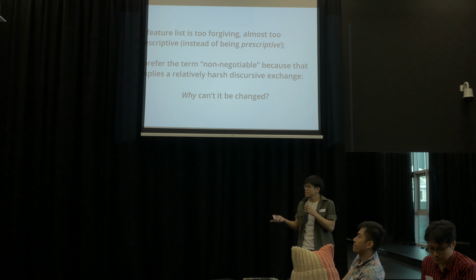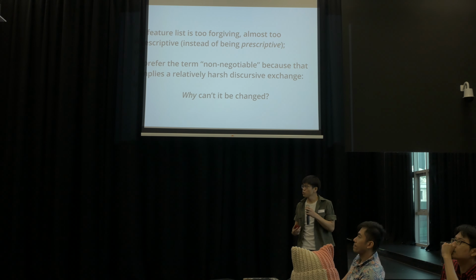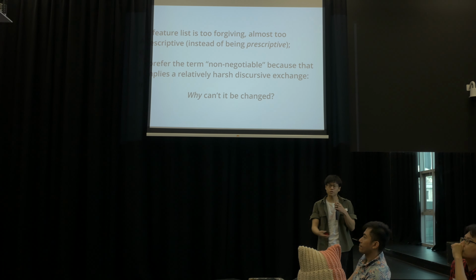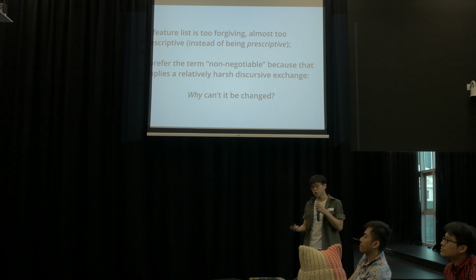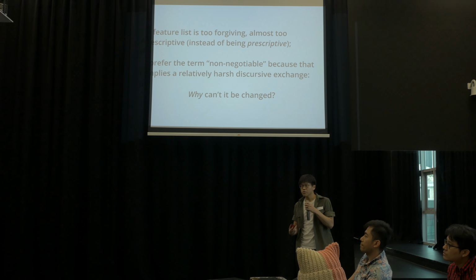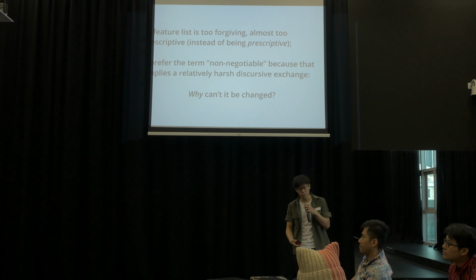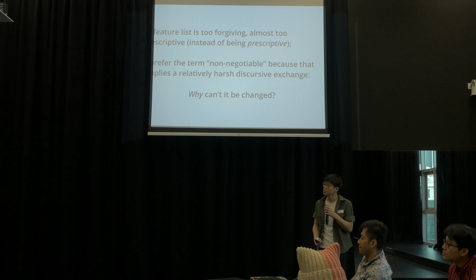Yeah, so I'm saying my feature list is a bit forgiving, right? It's almost too forgiving. It is very descriptive. These are the parts of the game. The non-negotiable is, I would say by definition, a bit prescriptive. It is normative in nature. This is what the game should have. This is what the game needs to have for it to be what I want it to be.